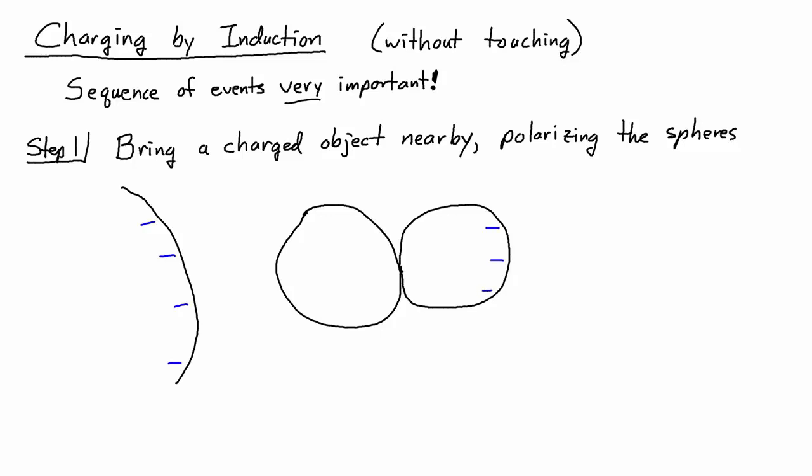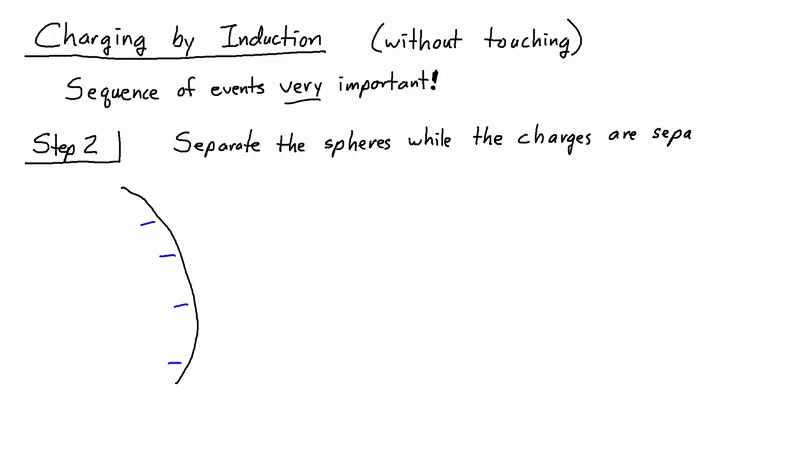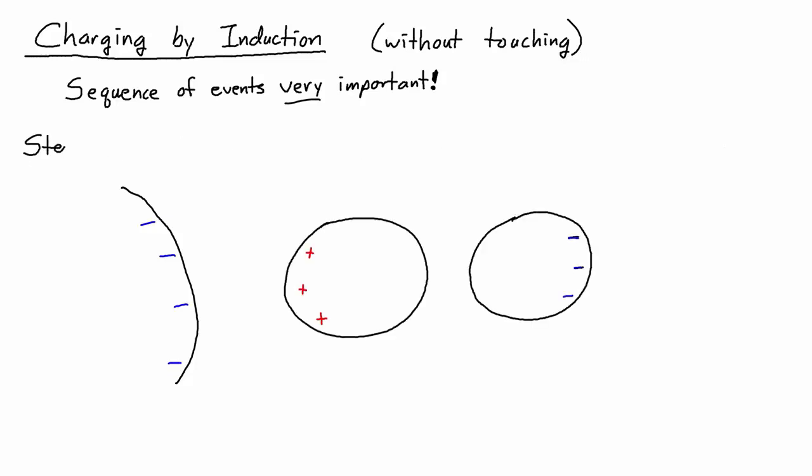It pushes the electrons away as far as they can possibly go, and the result is that those electrons had to come from somewhere, and the electrons get rearranged so that the part of the sphere close to the balloon is missing electrons, and that region actually becomes positively charged. Step 2 is to separate the spheres while the balloon is still there and while the charges are separated and distributed between the two spheres. Then in step 3, we remove the charged object.